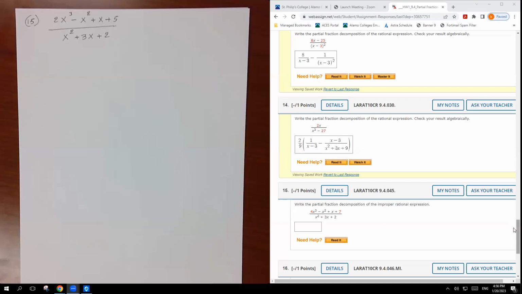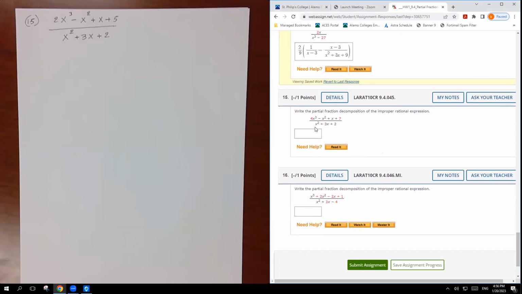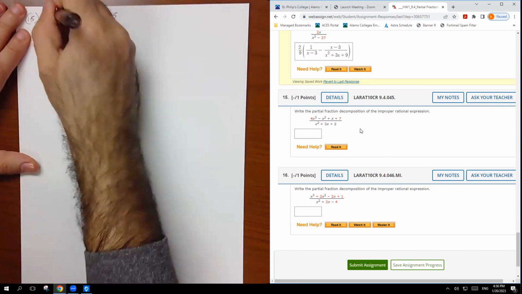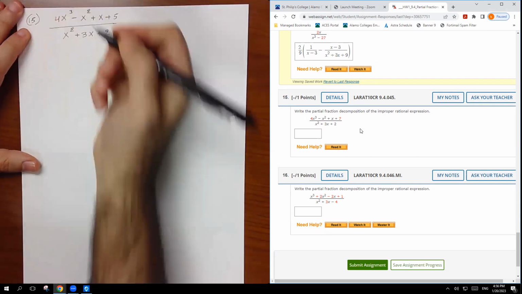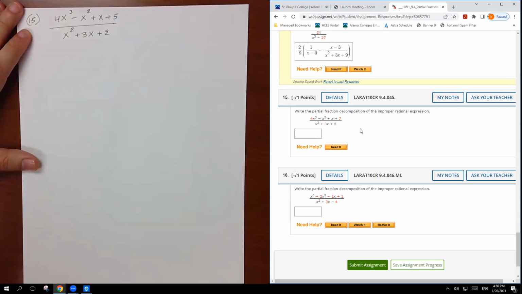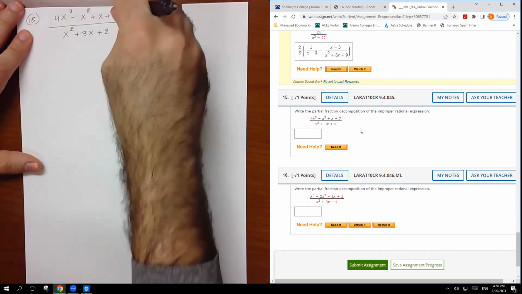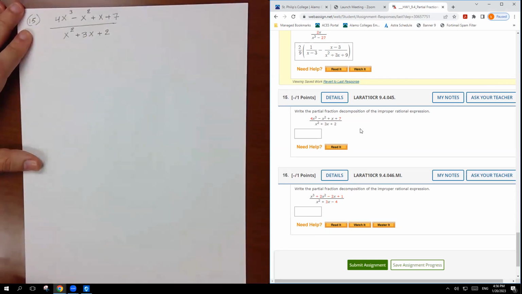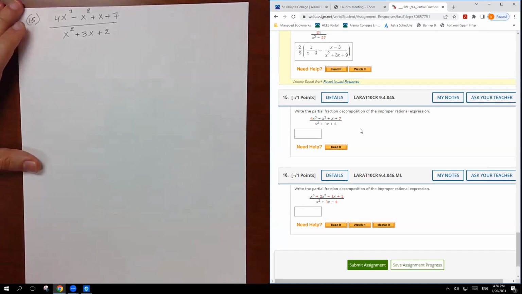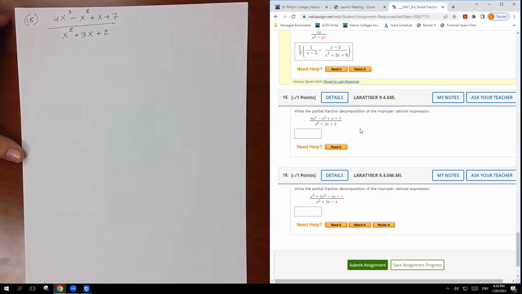So for example 15, it's 4x cubed. It's not 2, it's 4. For x cubed minus x squared plus x plus 7. Divide by x squared plus 3x plus 2. Okay, so this is example 15. Let's try to solve this one.